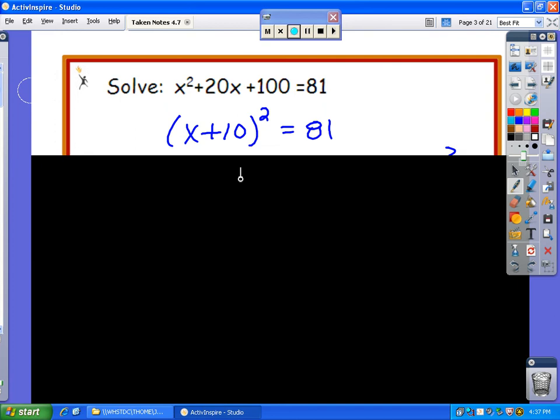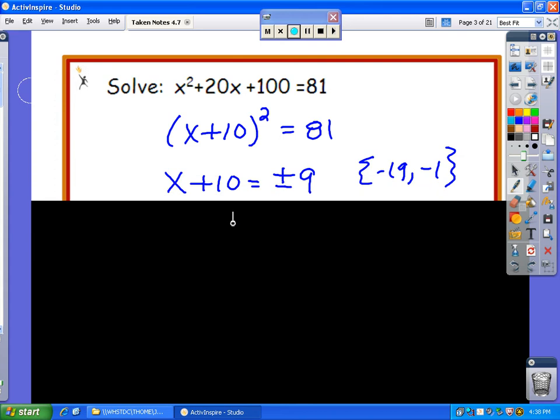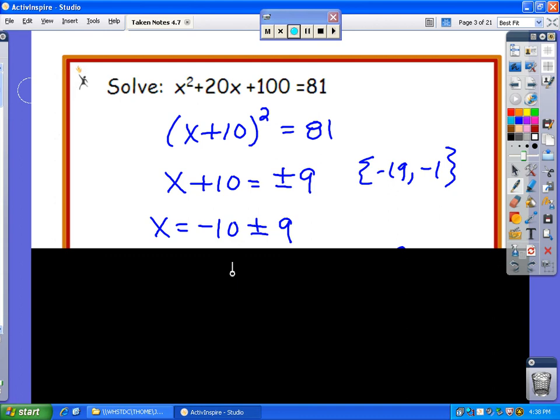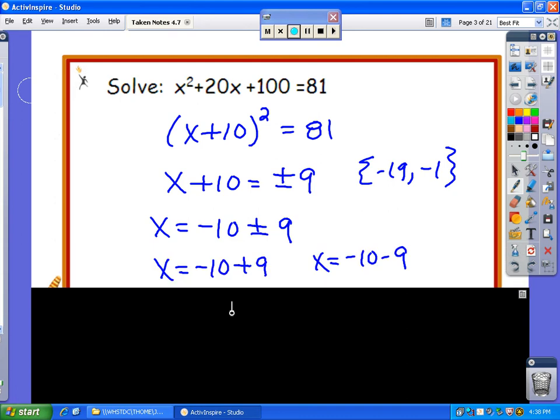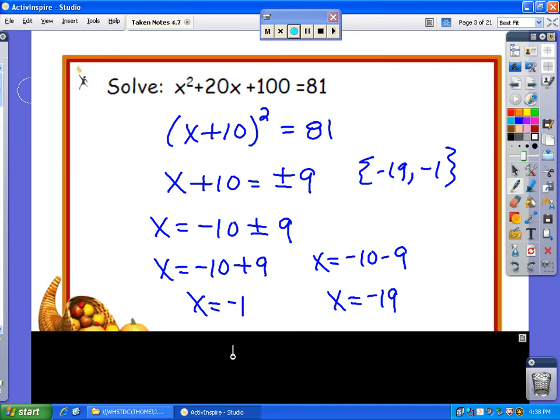Now this looks like the problems we've been working on for the last couple of days. We've isolated the factors, so we can take the square root of both sides. So we end up with x plus 10 equals plus or minus 9, which is the square root of 81. Move the 10 over, separate into two separate expressions. So my two answers are -1 and -19.